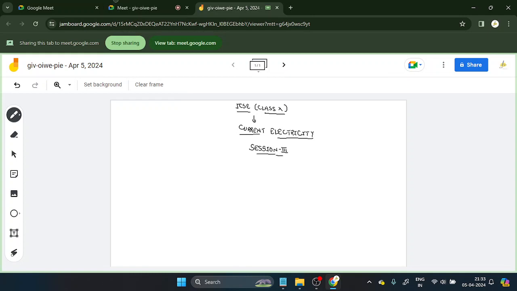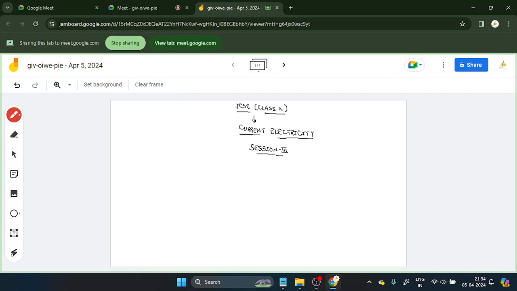So in the previous session we discussed about what? We discussed about resistance, we discussed about Ohm's law, and in Ohm's law we found that V upon I is equal to constant, which is equal to the resistance. What is resistance? Resistance is the obstruction in the path of the electrons, or you can also say obstruction in the path of the current, that is called the resistance.